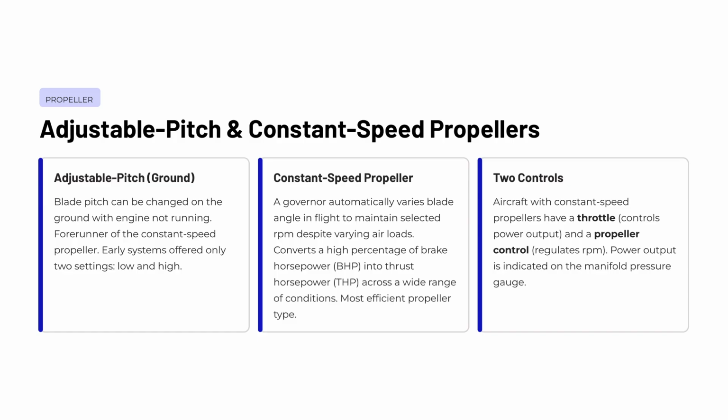Aircraft equipped with a constant speed propeller have two separate controls to manage. The throttle controls the engine's power output, which you monitor on the manifold pressure gauge. The propeller control works through the governor to set your desired RPM. Understanding how these two controls interact is essential. Proper management of both directly affects engine efficiency, performance, and longevity. You'll want to develop good habits around sequencing these controls during climbs, cruise, and descent.